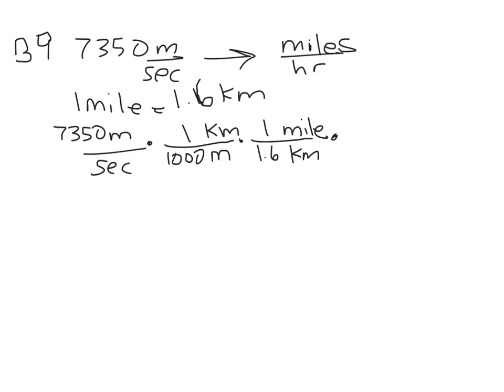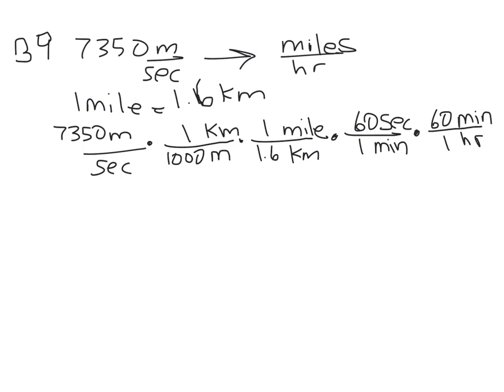Now I'm going to work on time. I need to reduce out the seconds, so I'm going to make those minutes. 60 seconds is in 1 minute. And then I'm going to reduce out the minutes and make those hours. So 60 minutes in 1 hour.